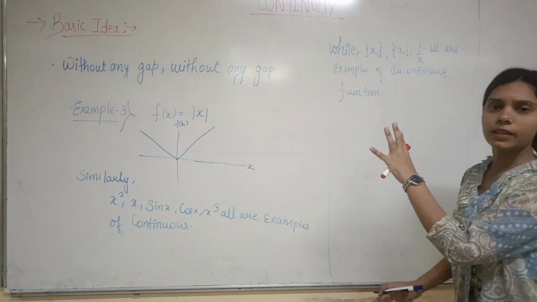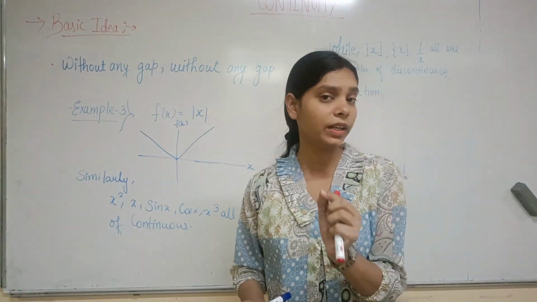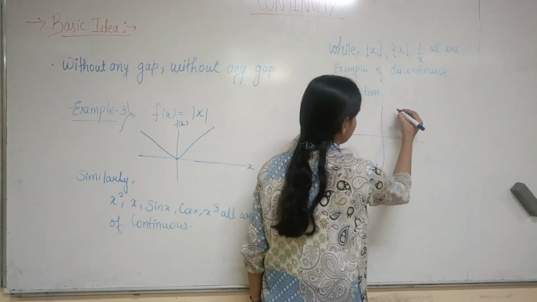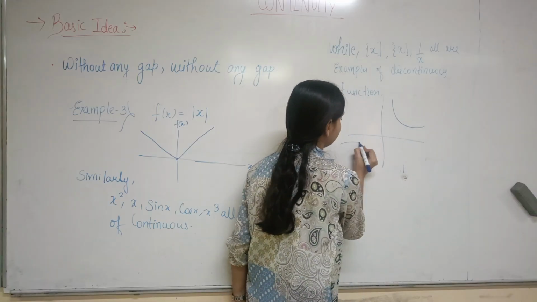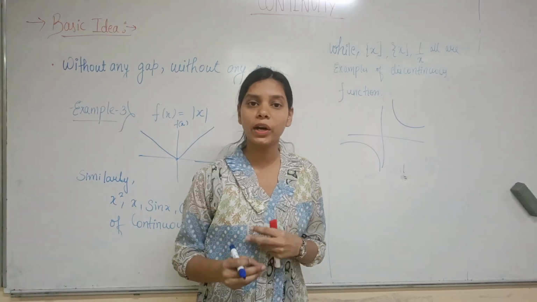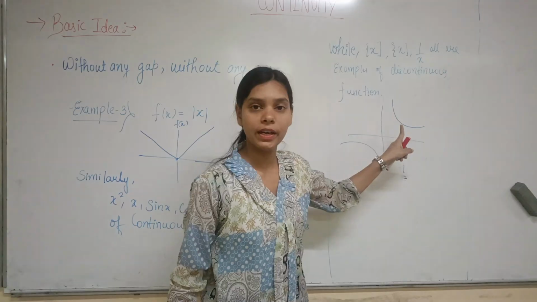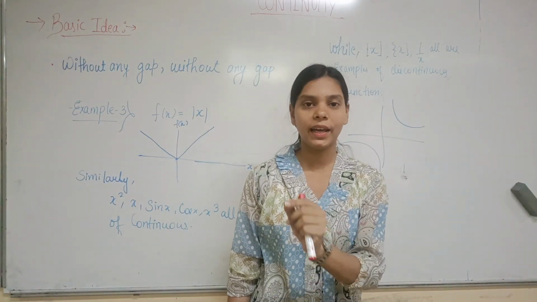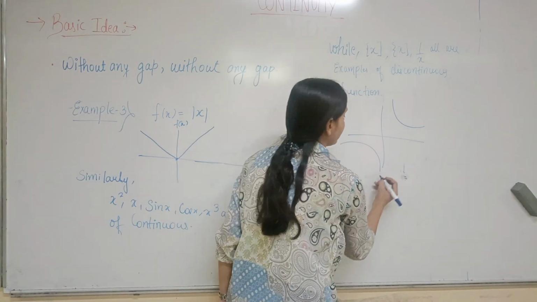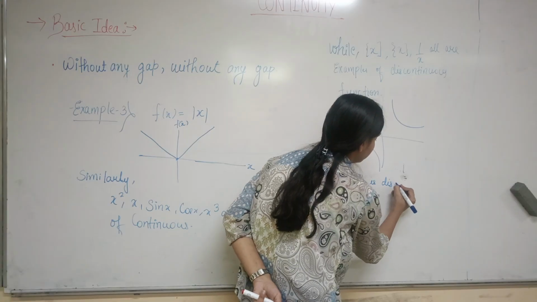Because the greatest integer function, I already explained, is discontinuous at every integer, right? If we draw the graph of 1 by x, f(x) is equal to 1 by x, then this looks like that. Okay, so this graph is discontinuous at which point? Tell me anyone? Exactly, this graph is discontinuous at x is equal to 0, right? So we can say that 1 by x is discontinuous at 0.